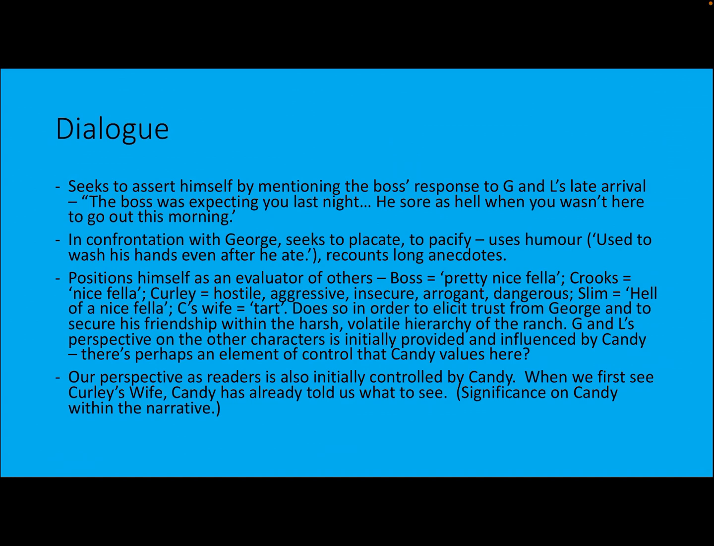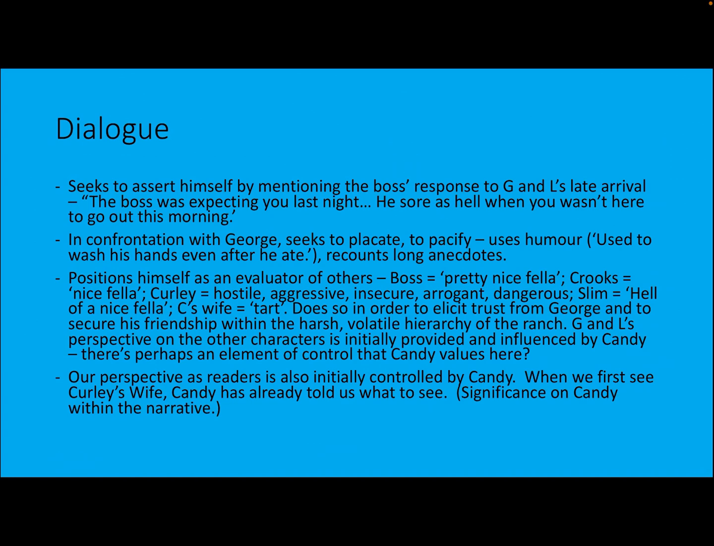So he talks about this character, Whitey, who, whether he was real or not, I don't know, but he refers to this idea that he used to wash his hands even after he ate. So he just uses a little bit of humour here to maybe just placate George and get him back on side, and recounts reasonably long anecdotes about Whitey and about others then as well. And I think that's an attempt to just be a storyteller, to just encourage George and Lenny to get on side with him, I think.